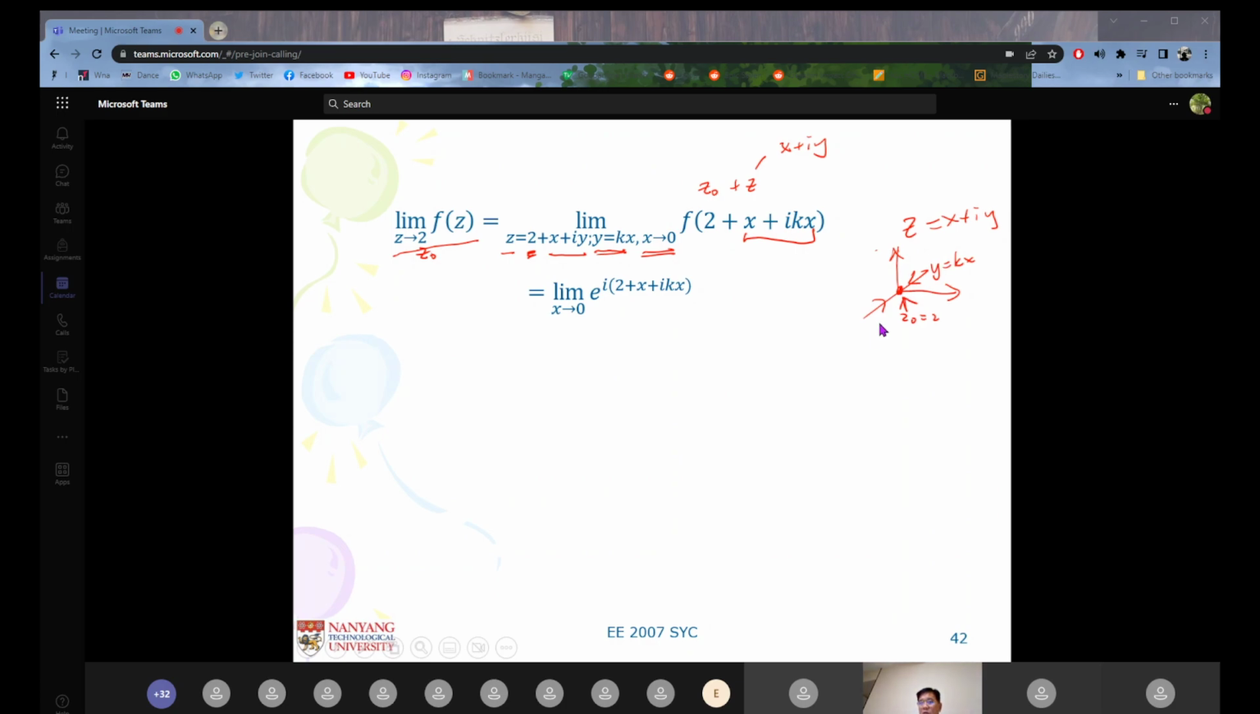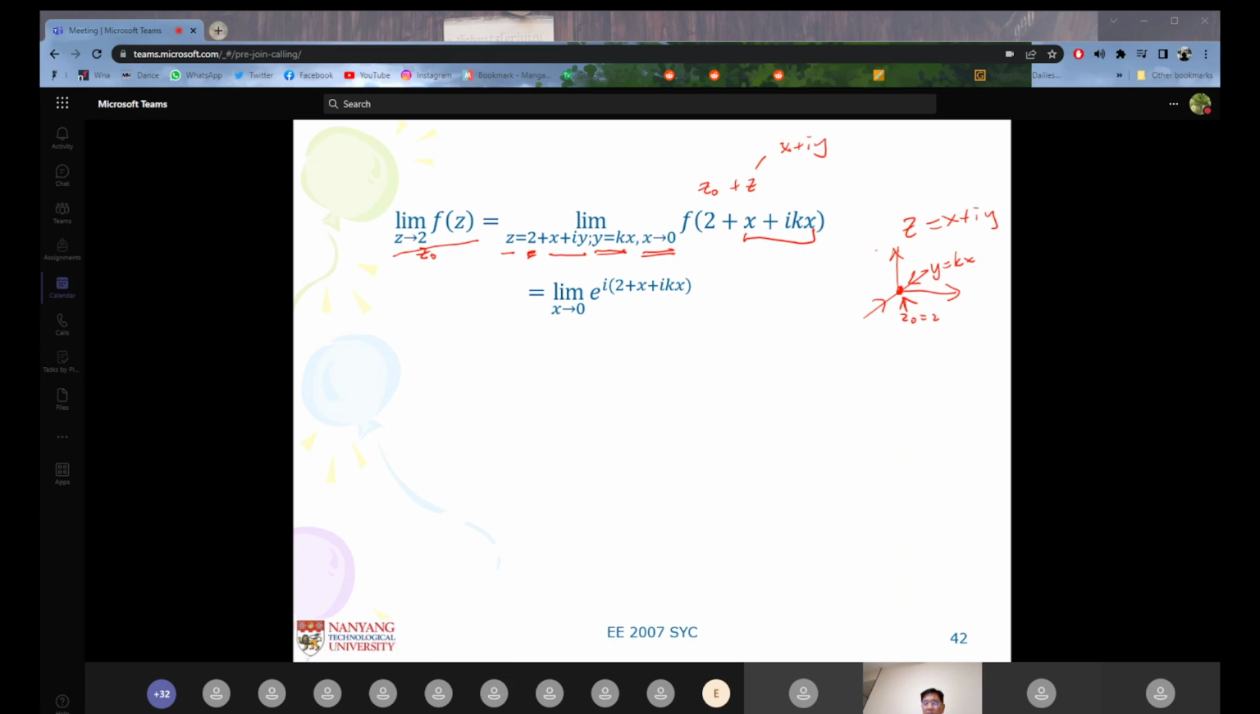So replace this function here by this one here. This is how the f of this whole thing here is defined, right? So replacing all the z by this. So in this case now I can only take the limit as x tends to 0. So limit with respect to only one parameter. I don't have to look at the y because y is already taken care of by this kx here.